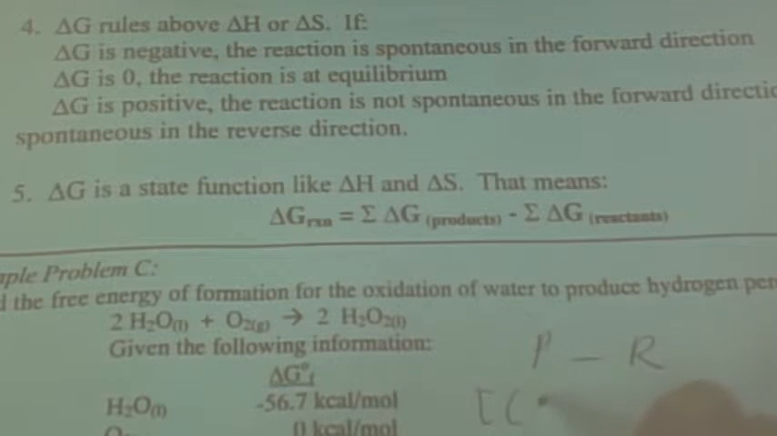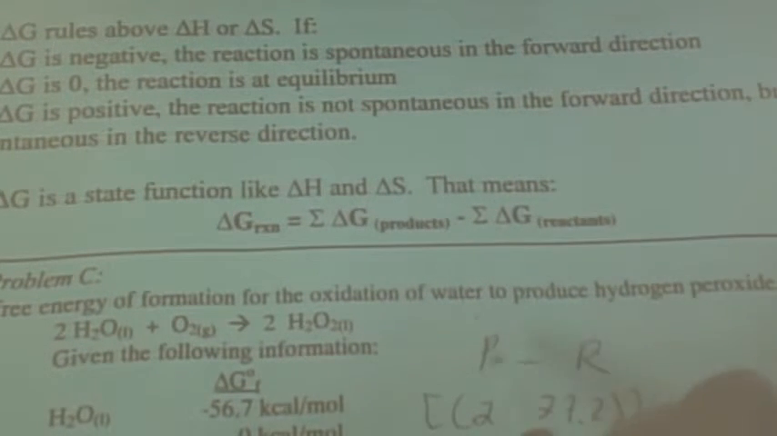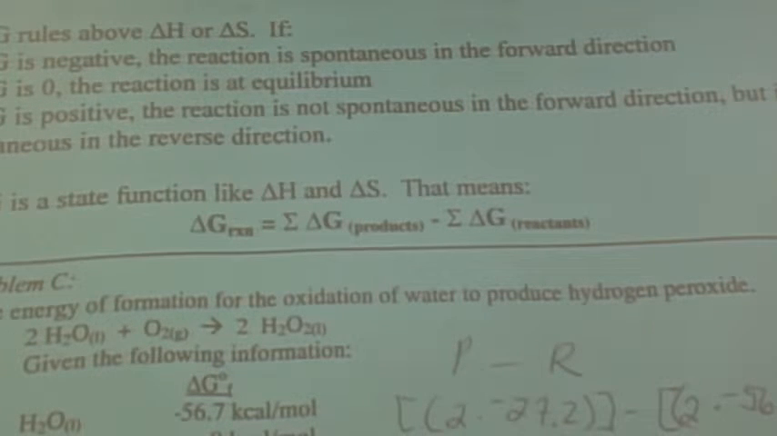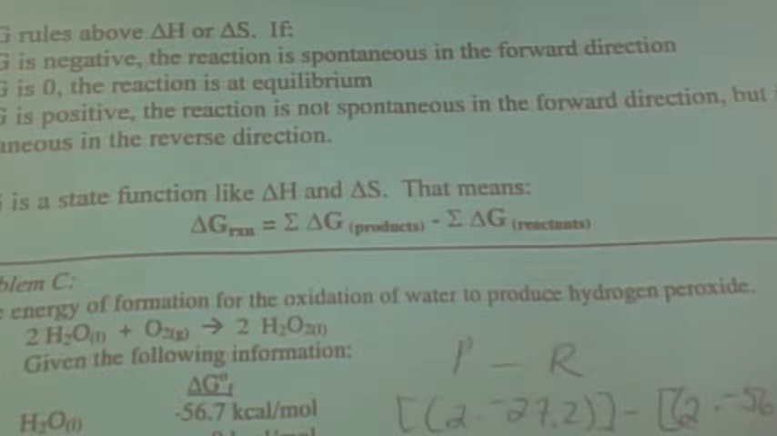So we recall it's products minus reactants. So 2 times H2O2, negative 27.2, minus the reactants, 2 times negative 56.7, plus 0, yields a delta G value of 59 kilojoules per mole. Spontaneous or non-spontaneous? Non-spontaneous. Non-spontaneous, is that a good thing?